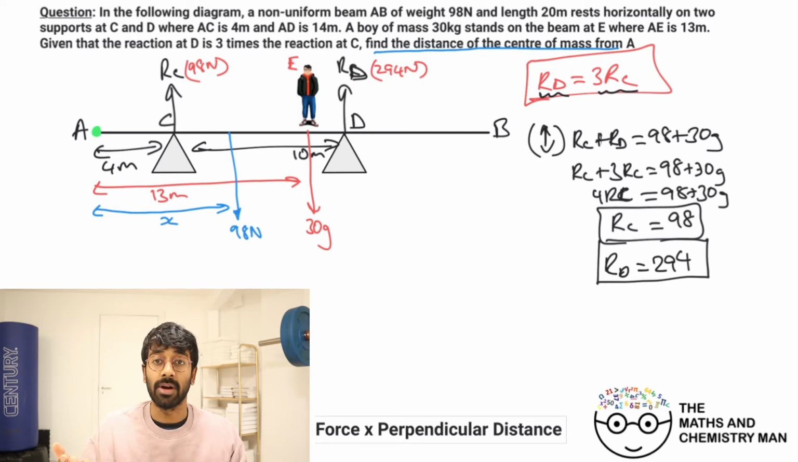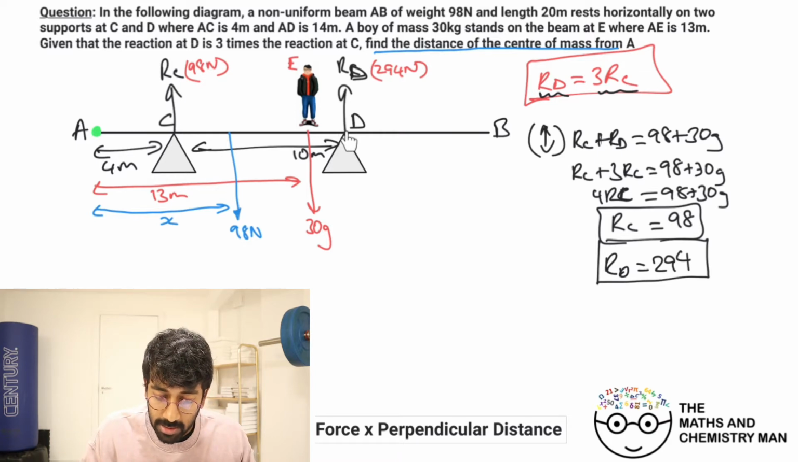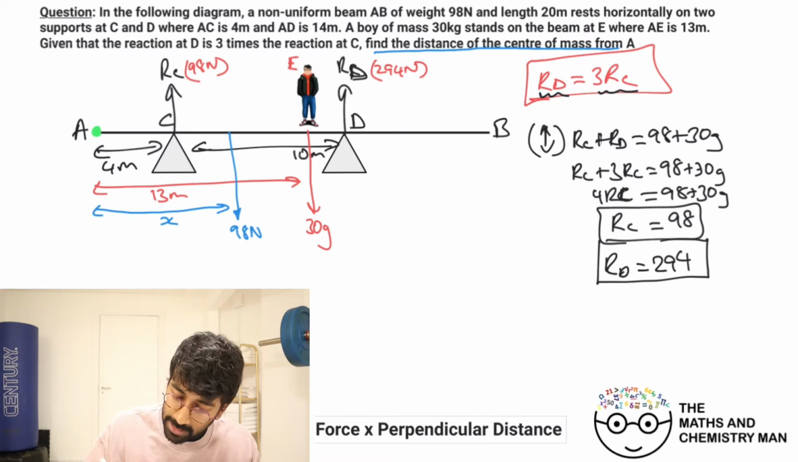However, what you could do, right, is you should practice. Maybe take moments about C. Why could you take moments about C? Because that means you eliminate this force completely. Or you could take moments maybe about D, because then you eliminate RD completely. So after I've done this question, maybe take a few minutes or something, take moments from different places and practice it so that you get to the same answer that I have. So what I'm going to do though is I'm just going about A.